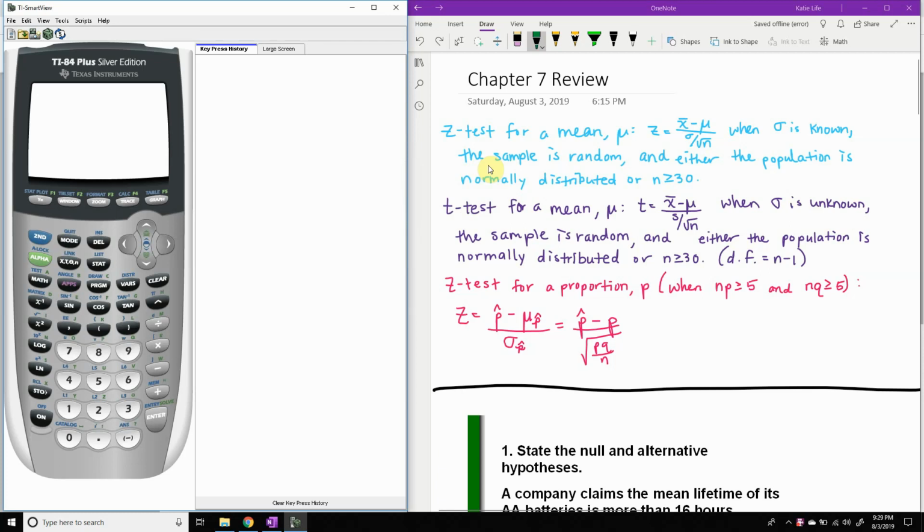So we did a z-test for the mean when sigma was known and when sigma is not known. When it's known, it's a z-test. When it's not known, it's a t-test. And then we also looked at z-tests for proportions.